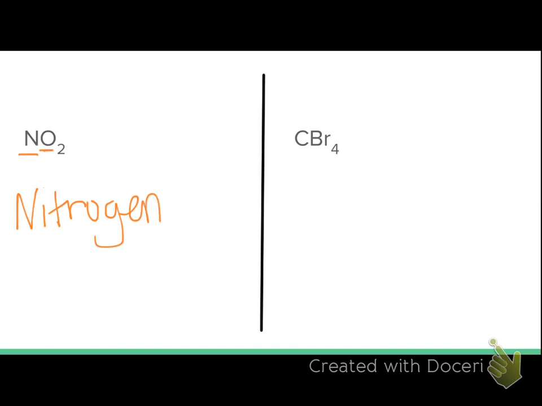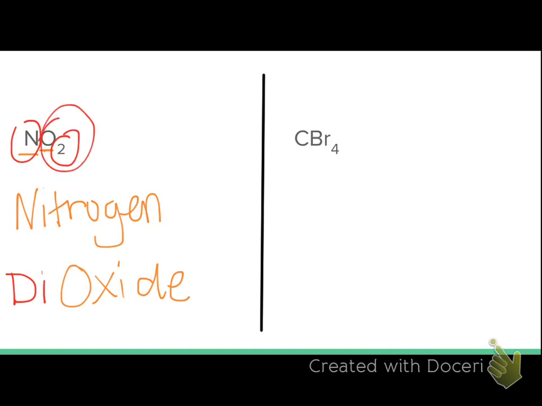The second element is an O. So that's oxygen, but remember what you have to do with that second one is change your ending to IDE. Oxide. Oh, sorry there. And then looking at the 2 here, your prefix for 2 is di, so we write that in front. So this is nitrogen dioxide.